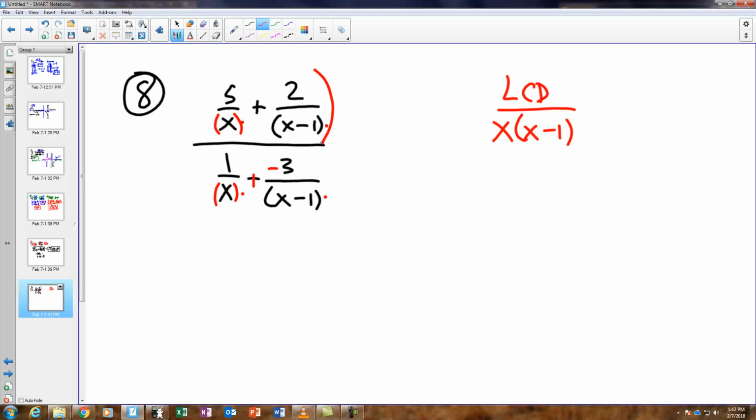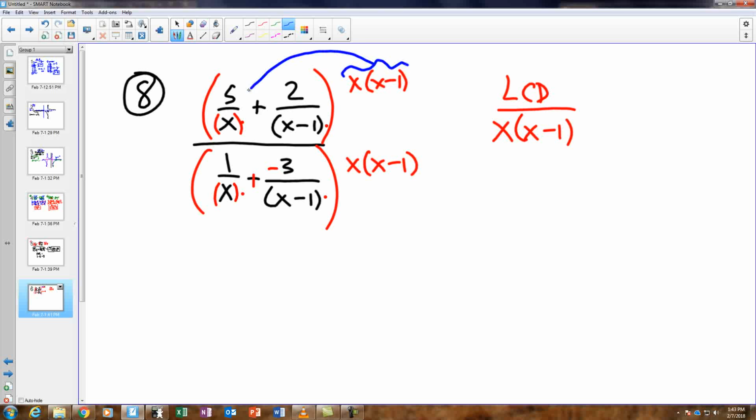But that's not what we're going to do. We are actually going to multiply by the LCD. X times x minus 1. X times x minus 1. And if we do this correctly, these small fractions inside the big fraction should go away. Because when I distribute this here, this x should cancel with that x. And I'd be left with 5 times x minus 1.